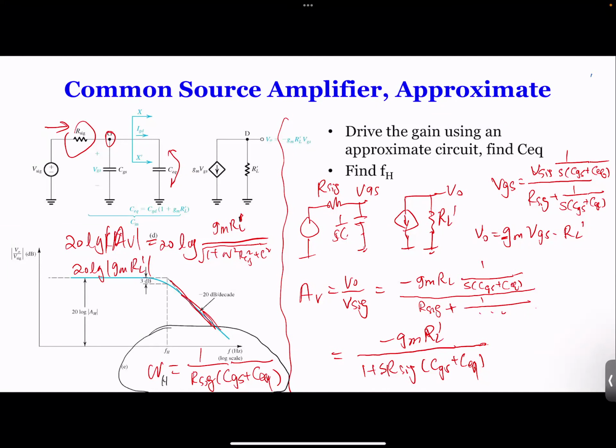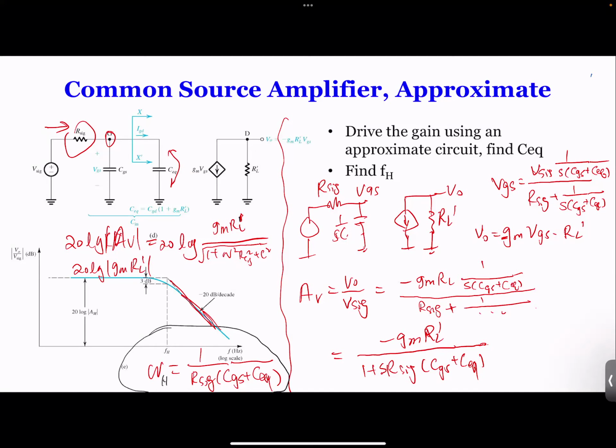So fT and fH are different. fT is the transition frequency, that's for the short circuit current gain. fH is for the voltage gain. We use this quite more often, okay? fT is not normally used. So in your quiz, you should be able to calculate fT and fH separately. Okay, so that's what we're going to do on Wednesday.